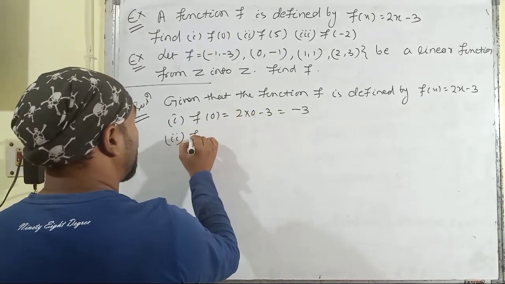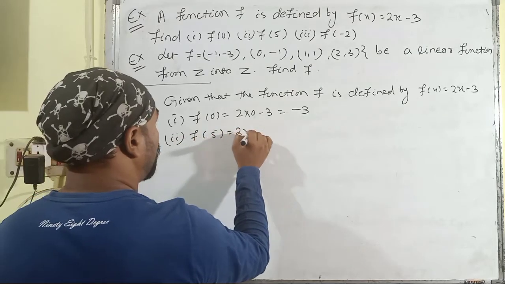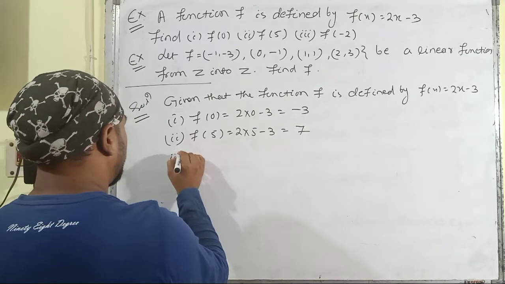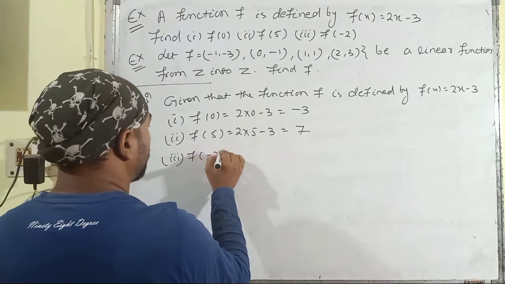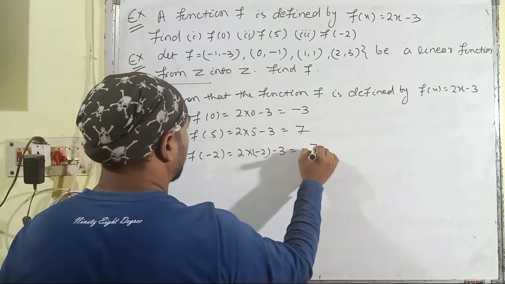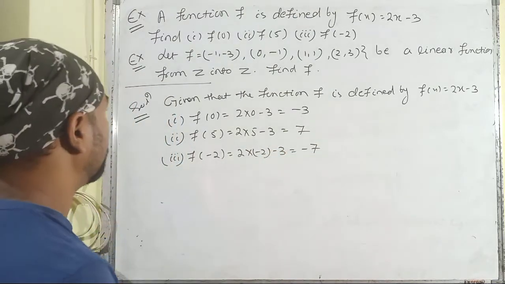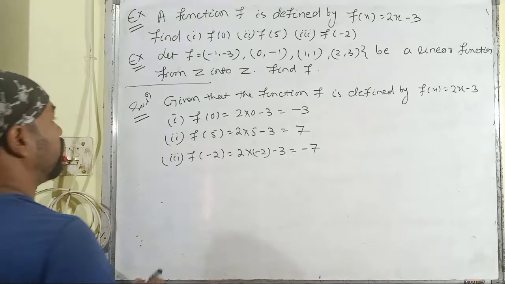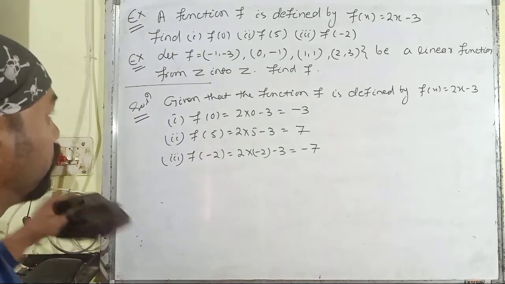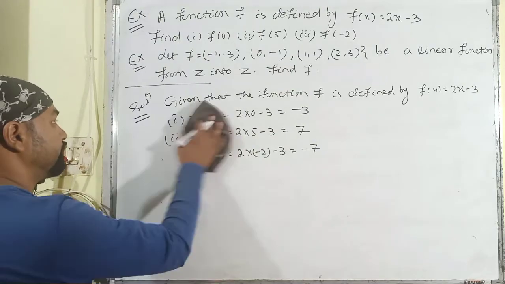Then in the second bit f of 5, it is 2 multiplied with 5 minus 3, that means it is equal to 7. Then in the third f of minus 2, which is 2 multiplied with minus 2 minus 3, it is minus 7. So this is the solution of the first example. Then proceeding towards the second example.